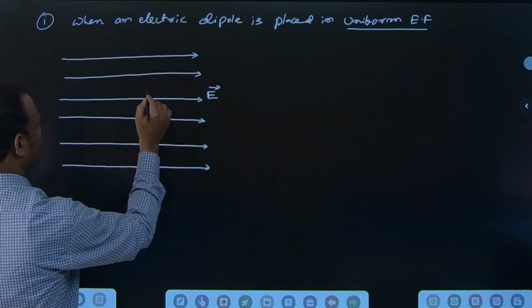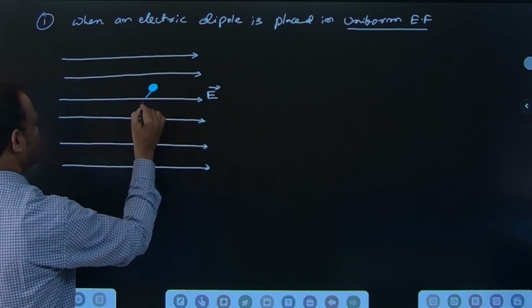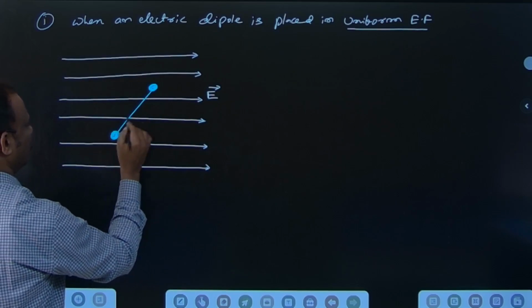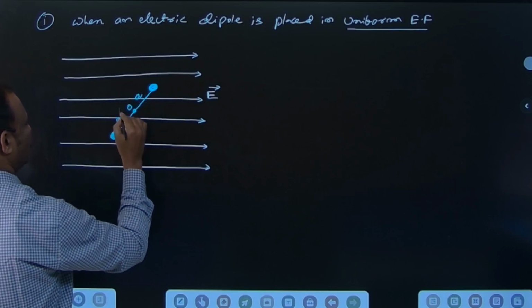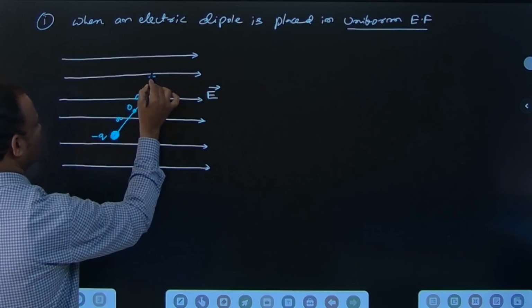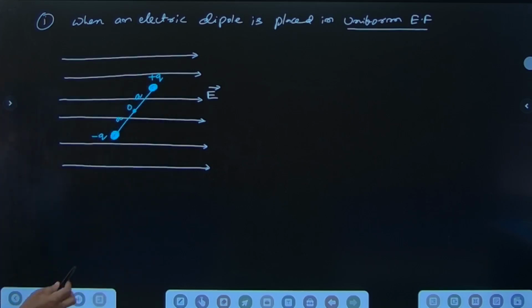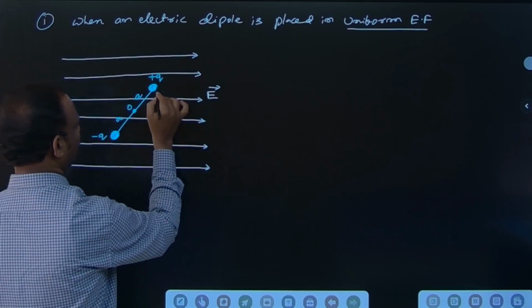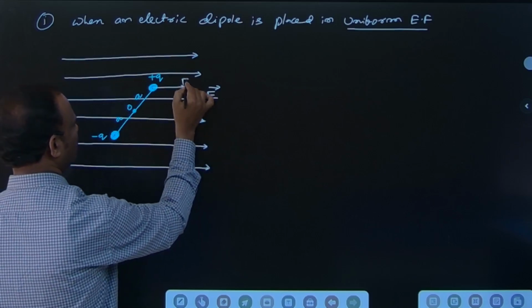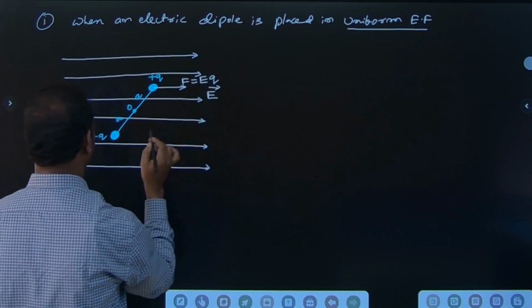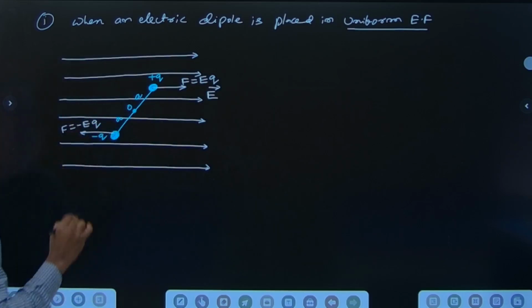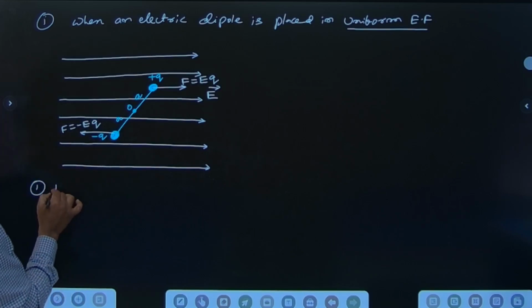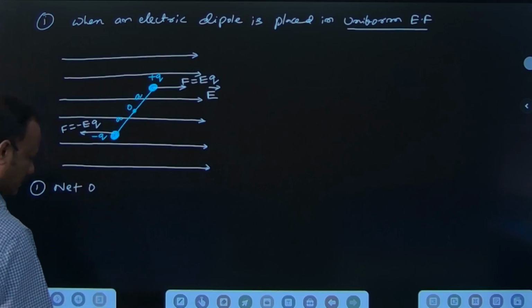The dipole is suspended at this point O, with a and a on either side: minus q on one side and plus q on the other. When a positive charge is placed in an external electric field, the force acts in the direction of the field, F is equal to Eq. For a negative charge, F is equal to minus Eq, in the opposite direction. First, what is the net force?